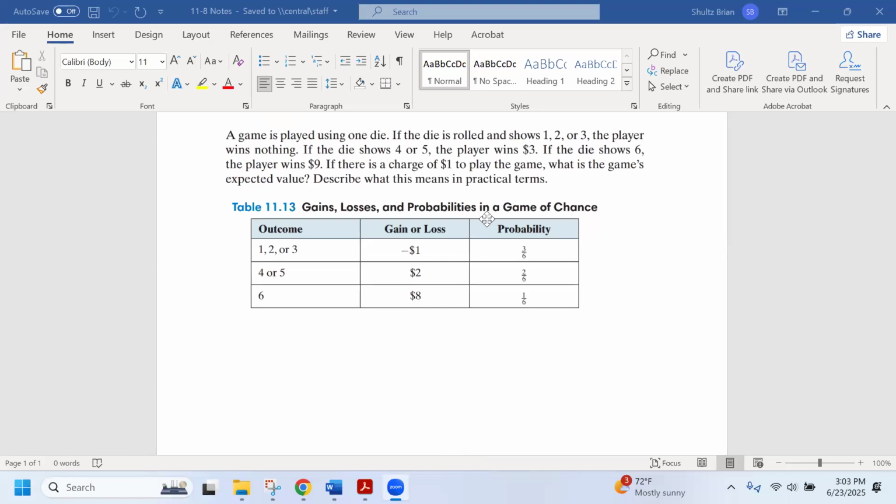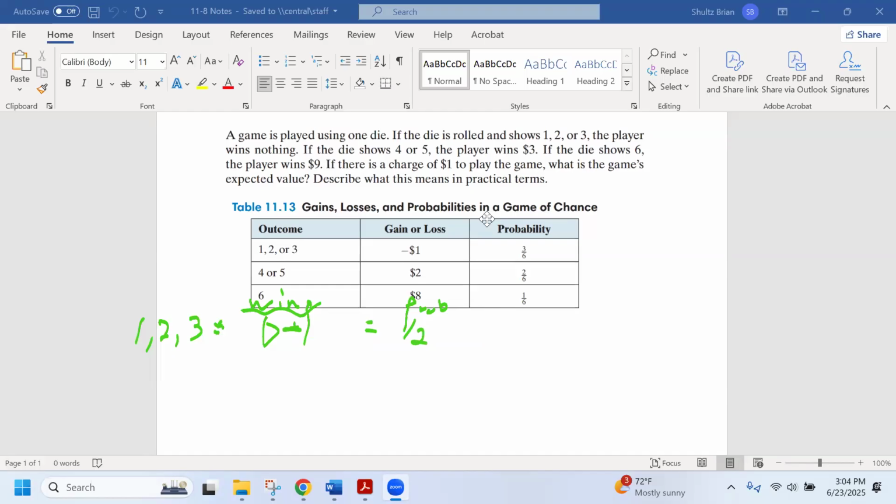Okay, so as we're talking about this problem, you can roll a 1, 2, or 3. If I roll those, you win nothing. So I'm going to do this: win $0. But you actually lose $1 because you paid $1 to play it. What's the probability of those happening? 1, 2, or 3 is 3 out of 6, or 1/2.